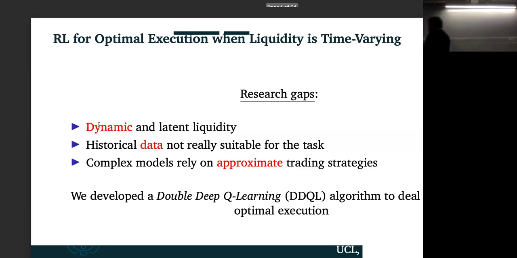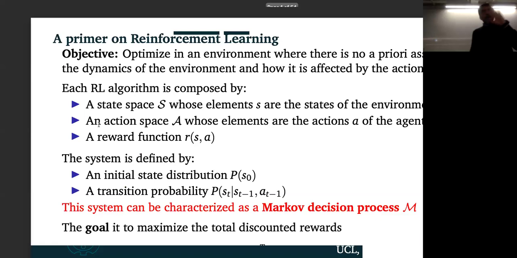So the tool we are going to use is a specific class of reinforcement learning methods called double deep Q learning. I'm going to spend hopefully 5-10 minutes, because I was told to do so, reminding you a little bit about reinforcement learning, if you are not too familiar with it. So the idea is that we want to optimize in an environment where you don't have any a priori assumption on the dynamics and how the environment is affected by behavior.